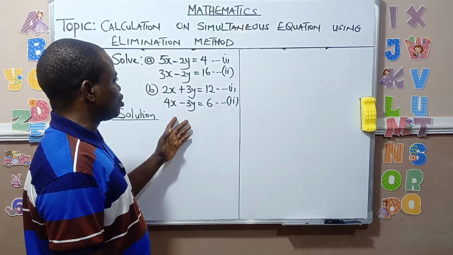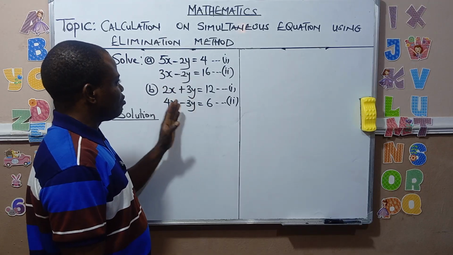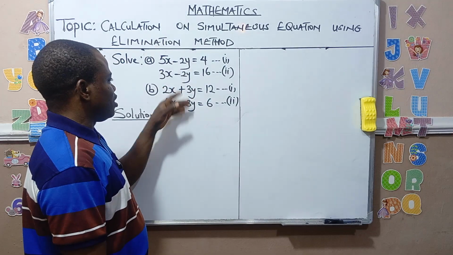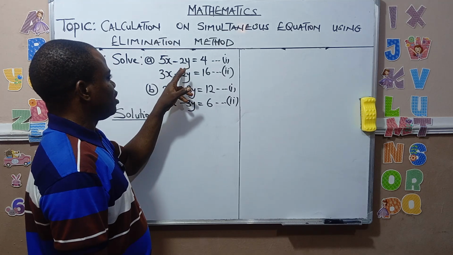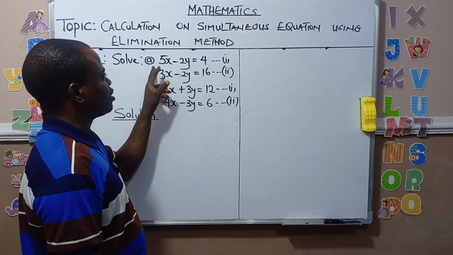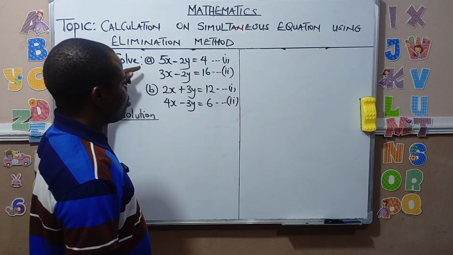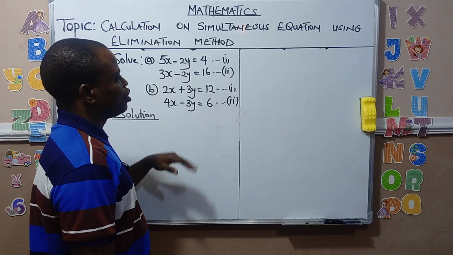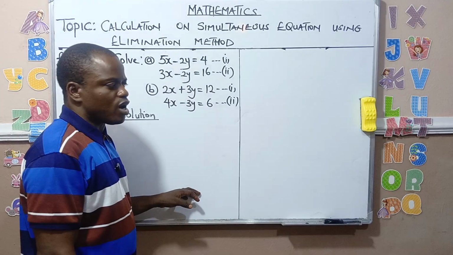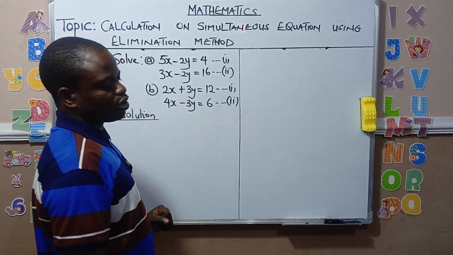But when you look at this question, the coefficients of y are the same. You can see that, it will be minus 2y and minus 2y. You just subtract equation 2 from 1 so that you can eliminate y. That's what we call the elimination method.